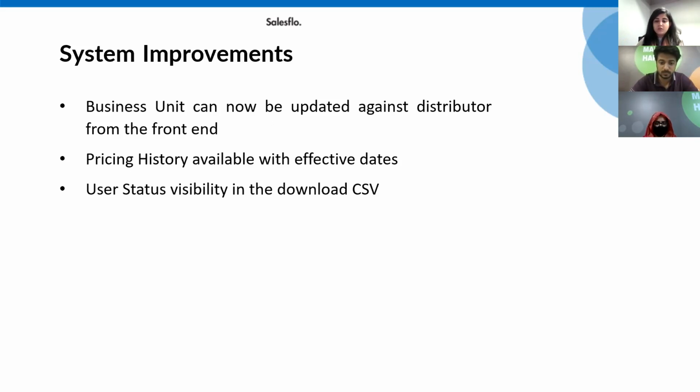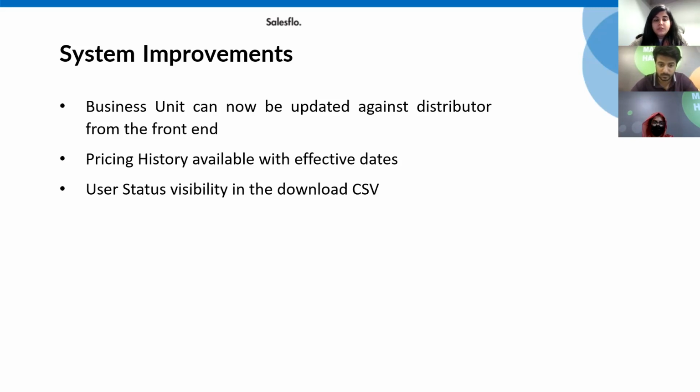So we have built the functionality that you can mark your business units on the distributor from front end, and you can also download it and update through CSV. So all that functionality is present. By default, we will tag all your business units on all distributors so that no disruption is created from a visibility point of view while we're launching this feature.